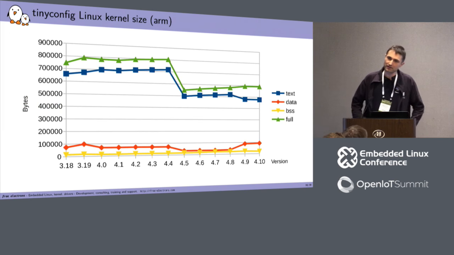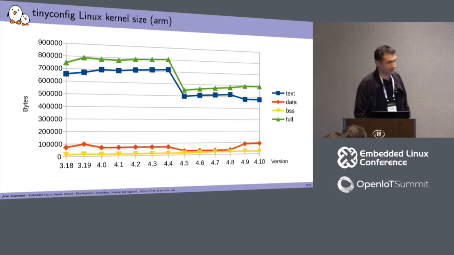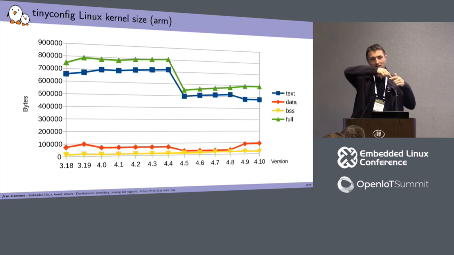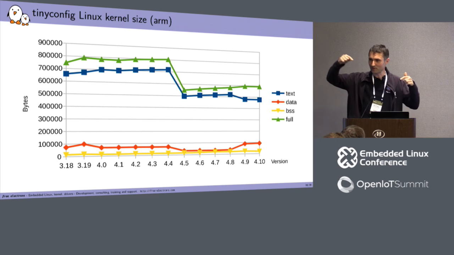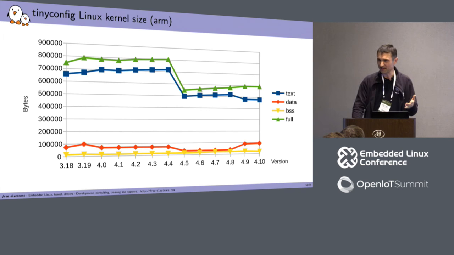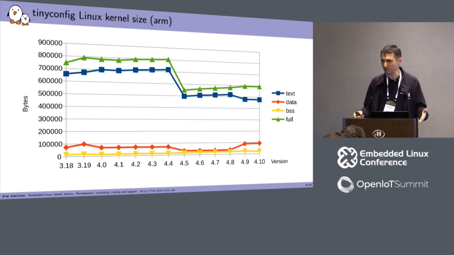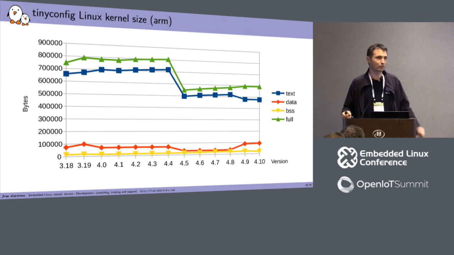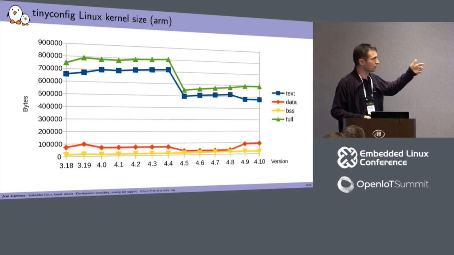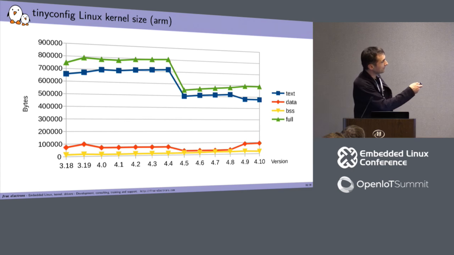And I then checked the kernel size with tinyconfig, and it's not so bad. You expect the kernel size to grow up and up and up. And actually, it's going down on the ARM platform. I'm looking at the total vmlinux size, assuming that it's what you load in memory, what you're going to consume in memory. I didn't look at the compressed sizes, though I will show it as well. So it looks like this.